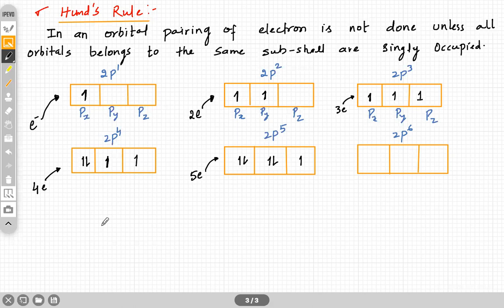I'll talk about the direction later. First, let me explain this. If you have six electrons, then what happens? We distribute the electrons like this: one, two, three, four, five, and six. So this is what it means. Pairing is not possible unless all the orbitals belonging to the same subshell are singly occupied. Did you understand the rule, first of all? Tell me.